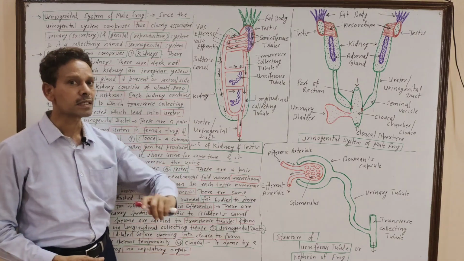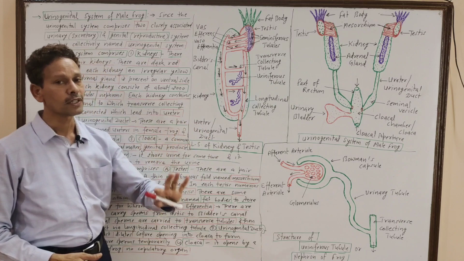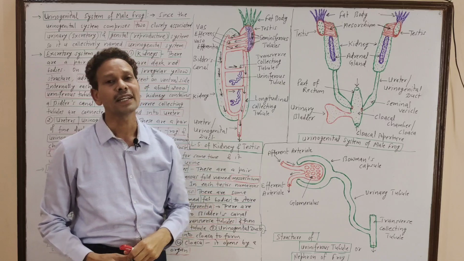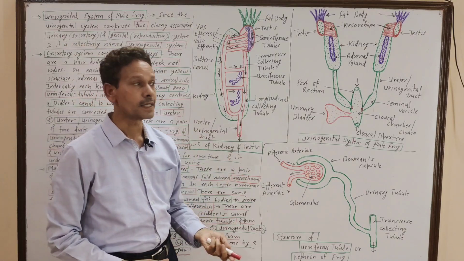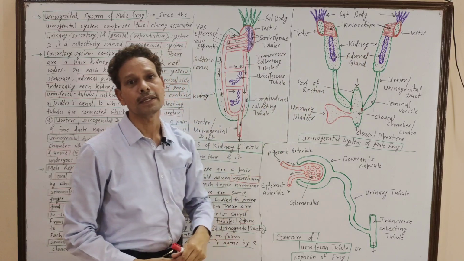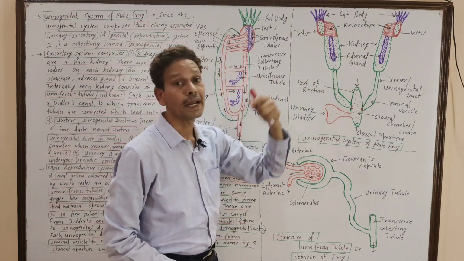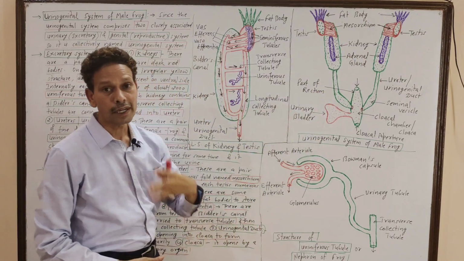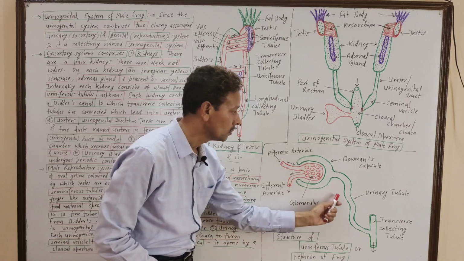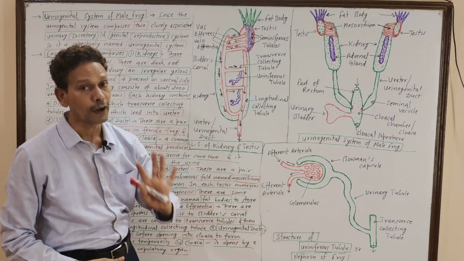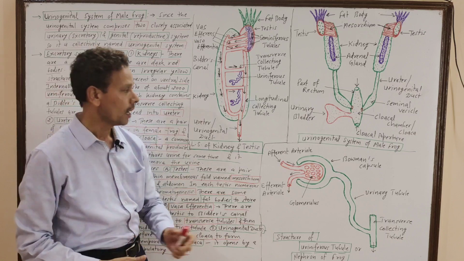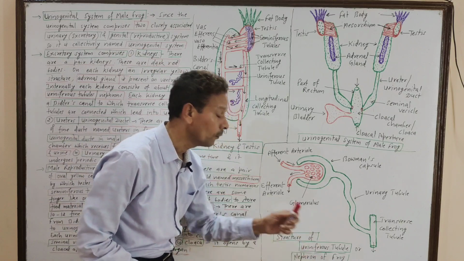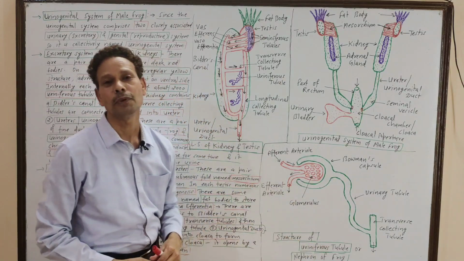First of all, we will discuss the excretory system of the male frog. The excretory system comprises a pair of kidneys. These are dark red elongated structures, and internally the kidneys possess about 2000 structural and functional units in each kidney. These structural and functional units of kidneys are named nephrons or uriniferous tubules.